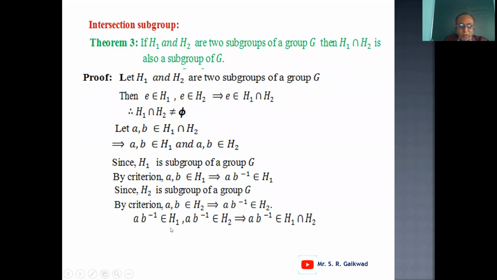Therefore, a * b inverse belongs to H1 and a * b inverse belongs to H2. It implies that a * b inverse belongs to H1 intersection H2. Therefore, a, b belongs to H1 intersection H2 implies a * b inverse belongs to H1 intersection H2. It means H1 intersection H2 is a subgroup.